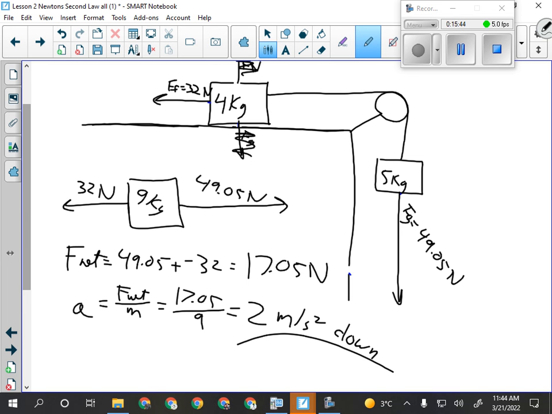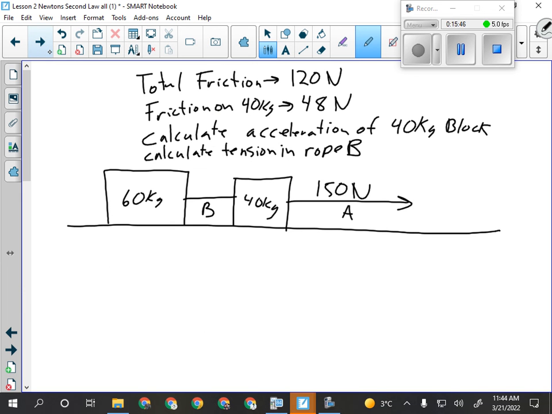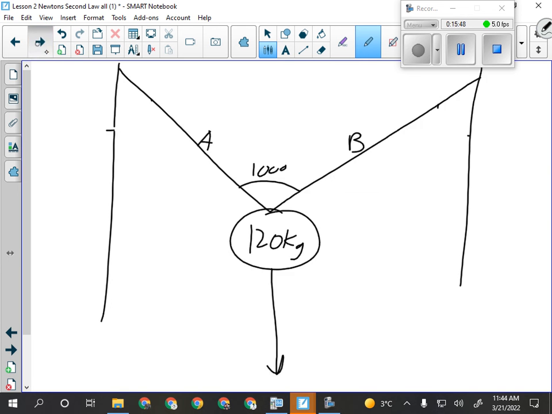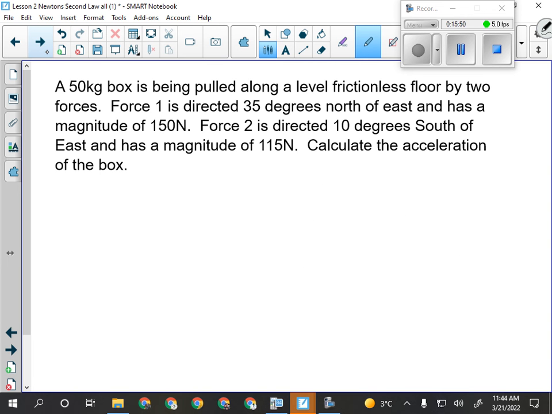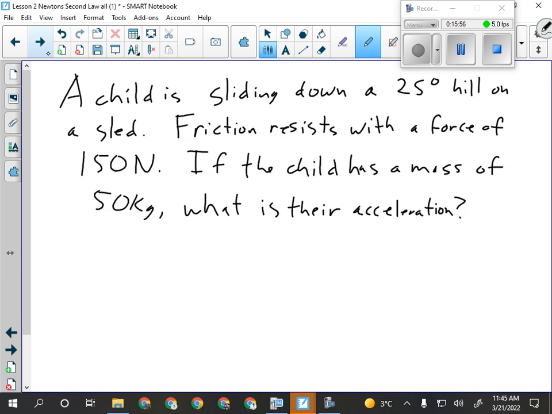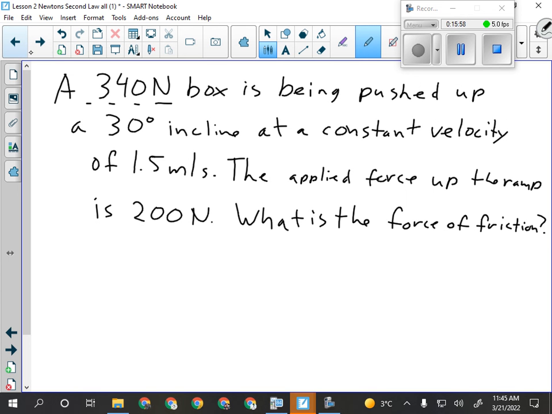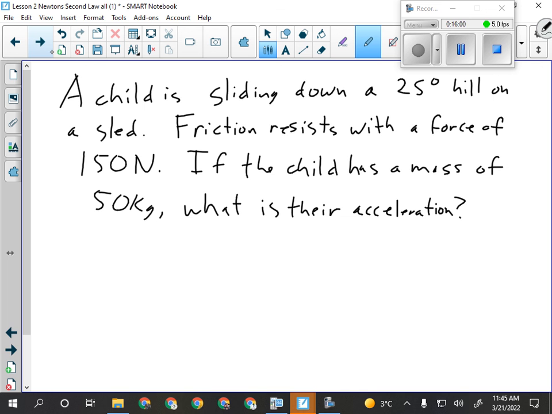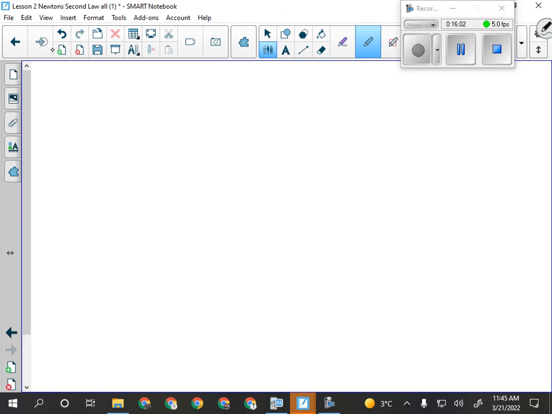All right, now I'm going to throw one at you that's a real curveball. We already did that one. We did that one. And we did that one. And we did that one. Did we do that one? Yeah, there's the constant velocity one. And we did the child on the slide. Okay, so I'm going to make this one up. This is really going to make you think.